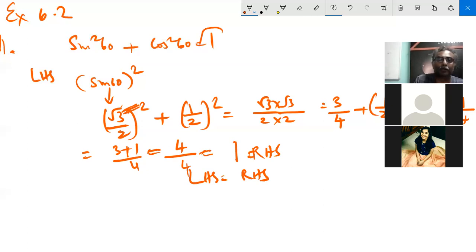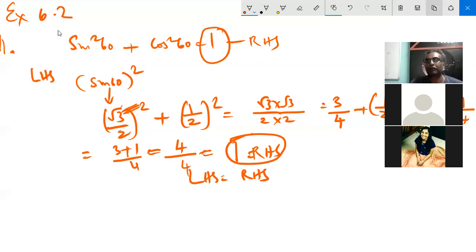What does he want to prove? He wants to prove that this is equal to 1. You have proved this is equal to 1. Okay, matter over. We'll do one more so that you get an idea.